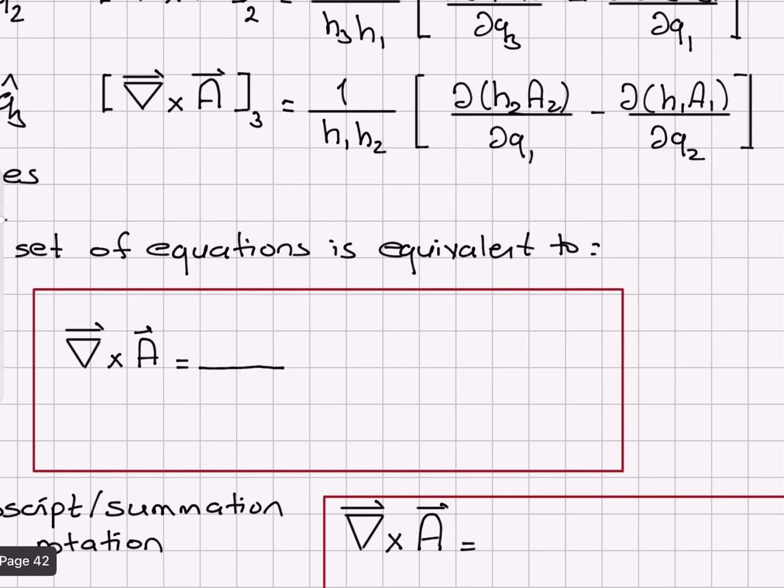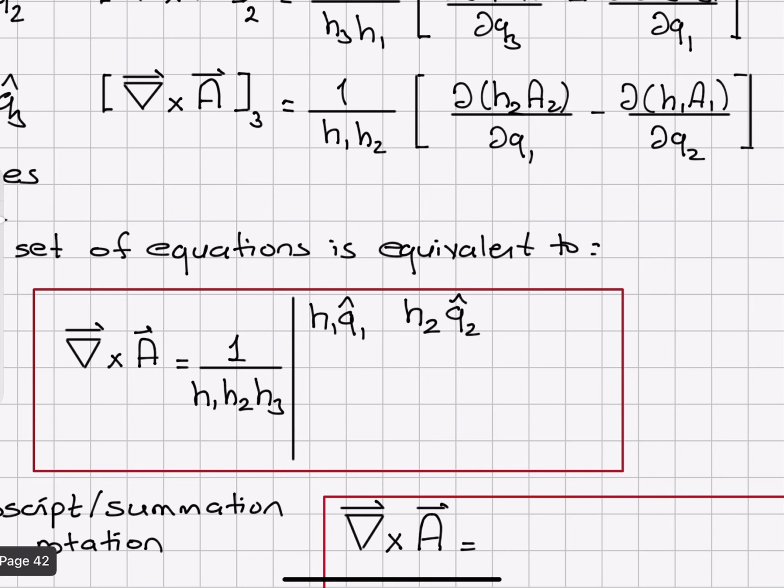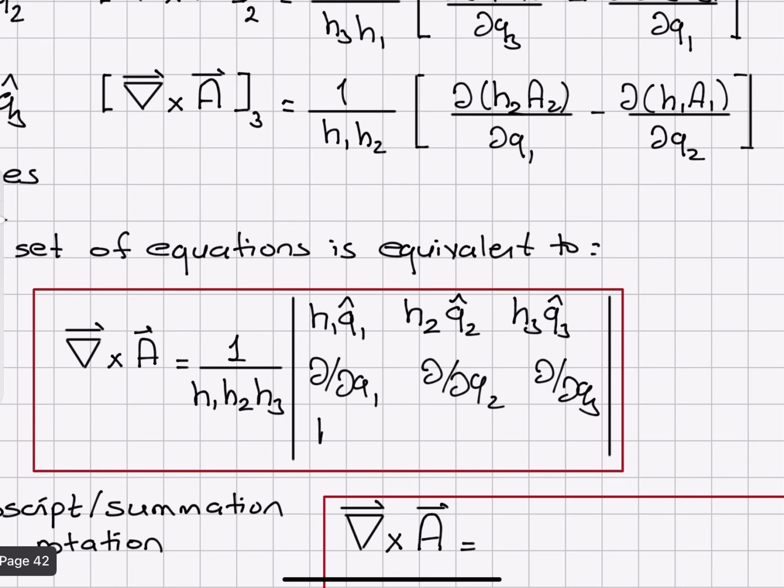So we could do this: 1 over H1, H2, H3. The determinant of H1, Q1 hat, H2, Q2 hat, H3, Q3 hat, partial derivative with respect to Q1, partial derivative with respect to Q2, partial derivative with respect to Q3, and we have H1, A1, H2, A2, and H3, A3.